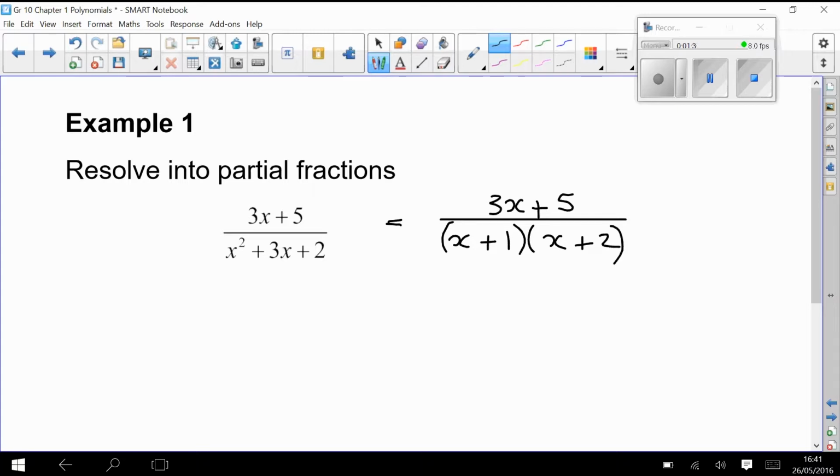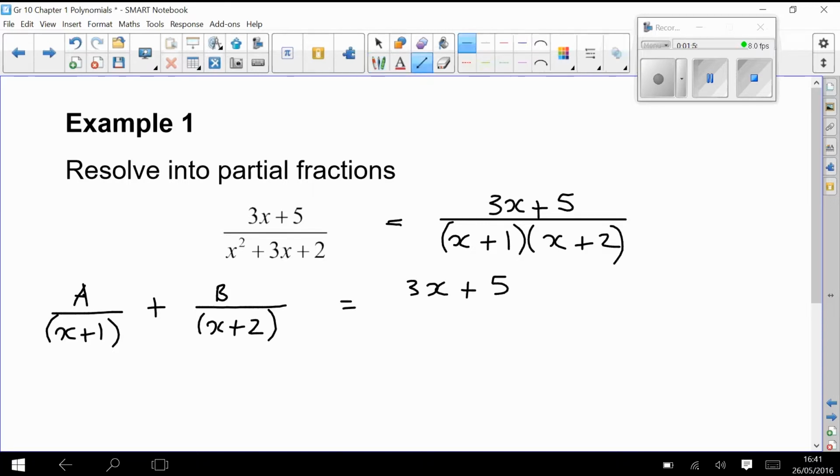Now if I want to split this into partial fractions, then I need to split it so that I can have something over each factor in the denominator. In other words, it should be able to look like this. Something over x plus 1 added to something else over x plus 2 should have given me my original statement of 3x plus 5 over the common denominator.